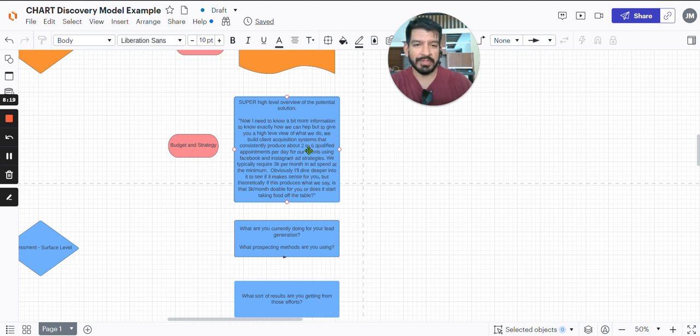But that's along the lines of what you want to do, and get that high level view. I'm qualifying on budget right now, and I did it in a very soft way that's not aggressive. Not 'can you afford this?' but 'here's what we recommend, here's why, if that makes sense.' So already eliminating that. And then guess what?